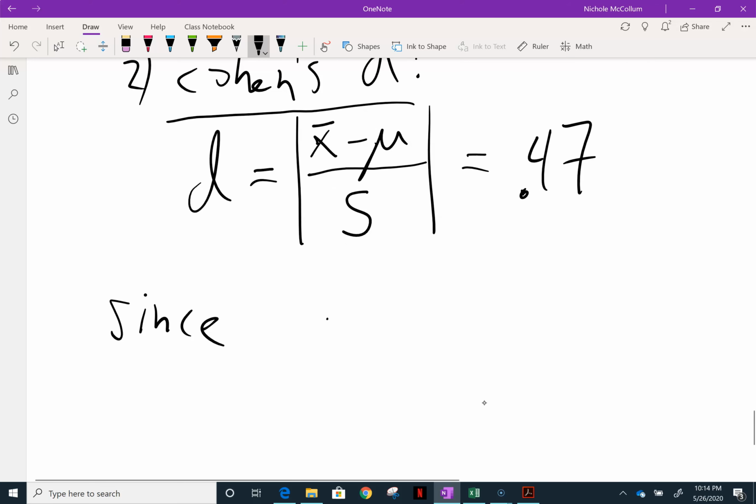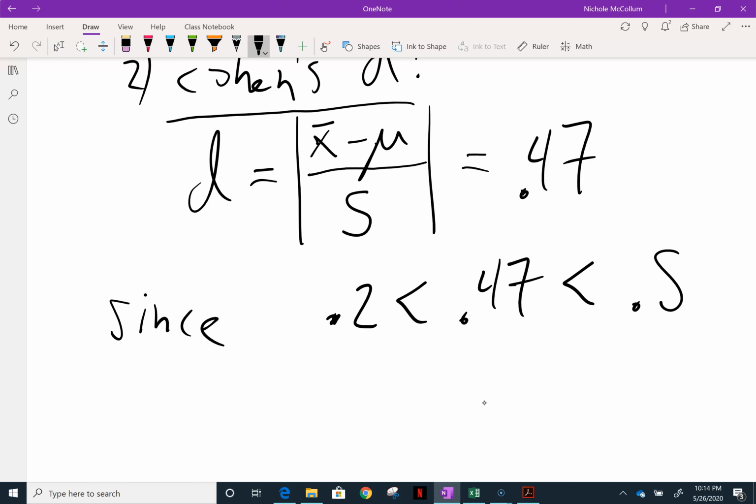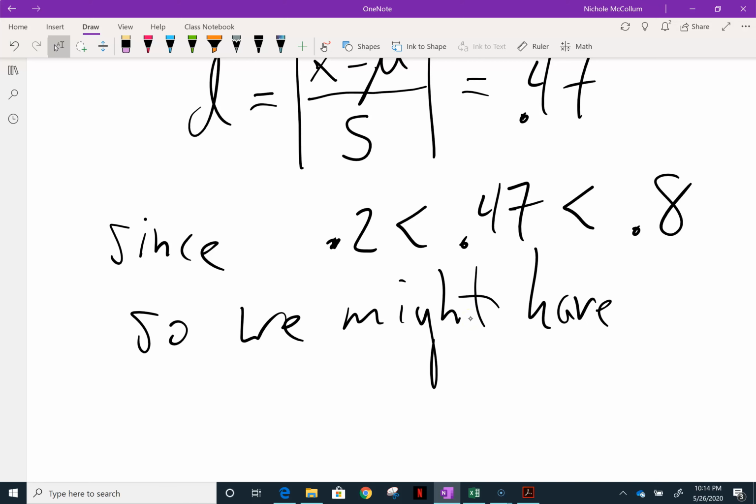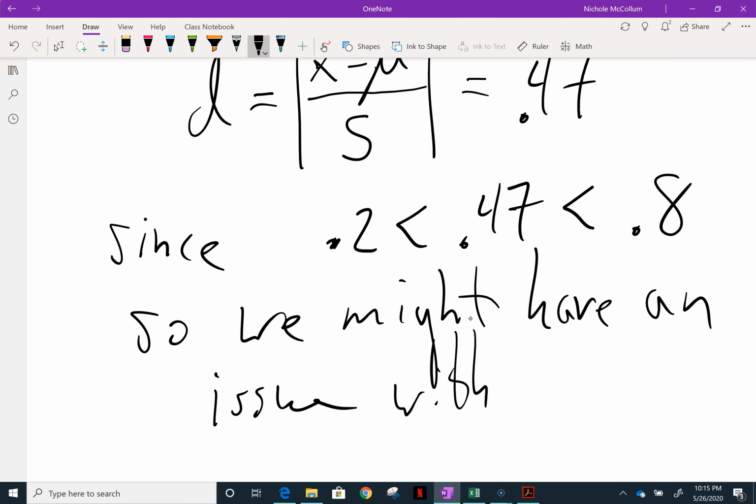Since, all right, it's between 0.2 and 0.8, there's a potential sample size issue. If it was below 0.2, there's clearly a sample size issue. Your results could definitely have been impacted by the sample size. If it's above 0.8, there is no sample size issue. So that's the number we look for. We try to get above a 0.8. We are at a 0.47, so we might have an issue with sample size.